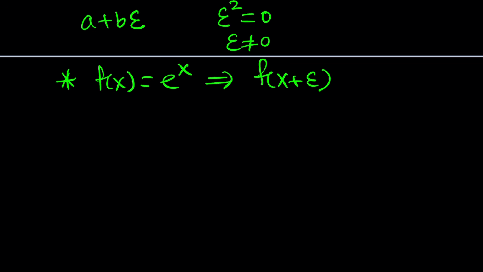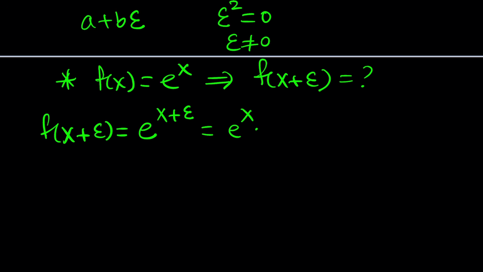One of the main uses of dual numbers is automatic differentiation in computer science. So let's go ahead and break this down. If f of x is e to the power x, then what is f of x plus epsilon? By definition, f of x plus epsilon is going to be e to the power x plus epsilon. And then, because the exponents are added, we can split this up into two pieces, e to the power x times e to the power epsilon.